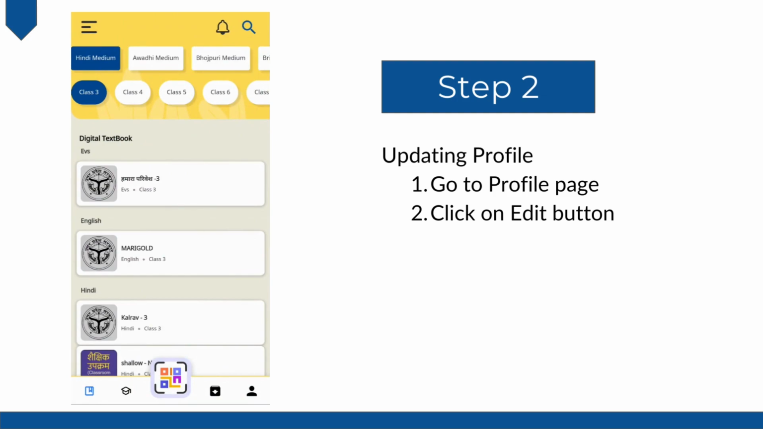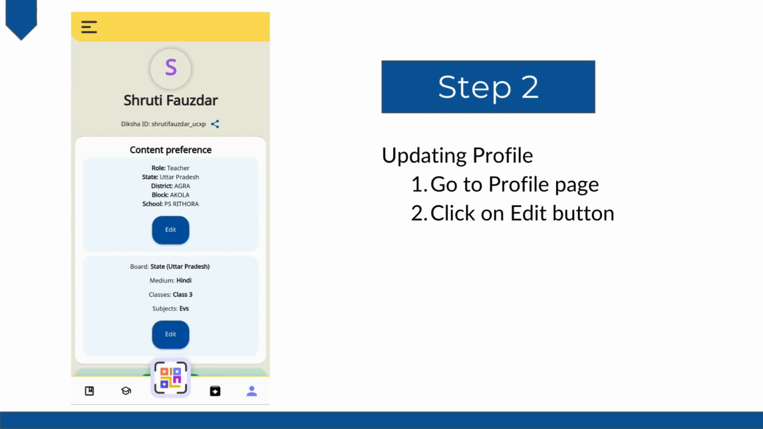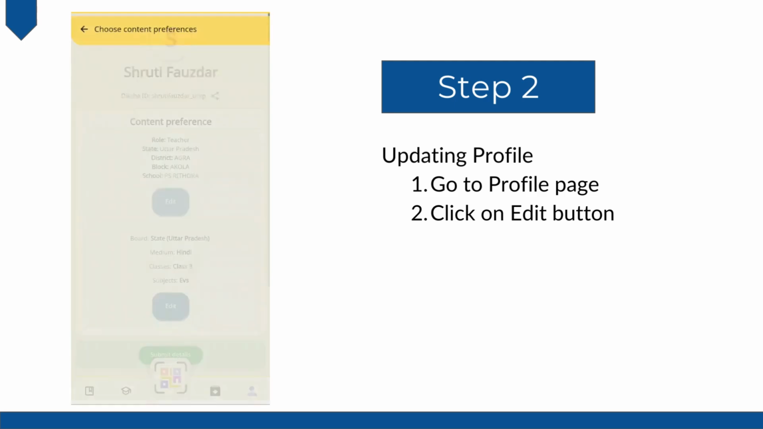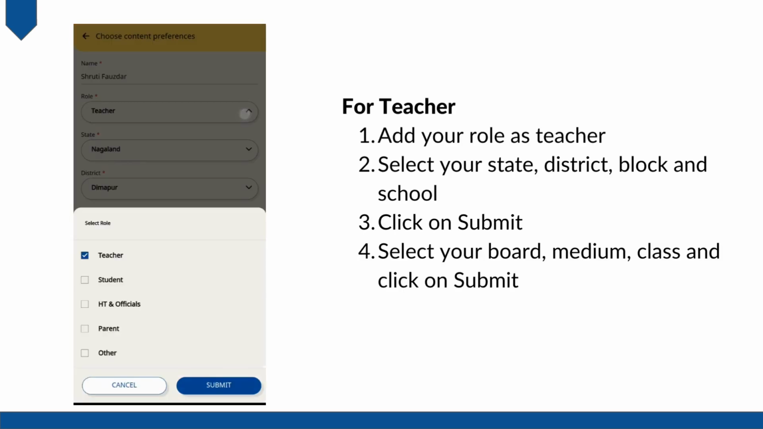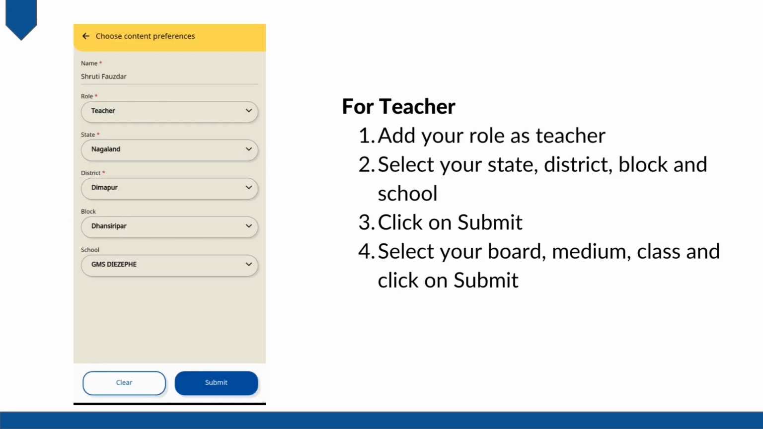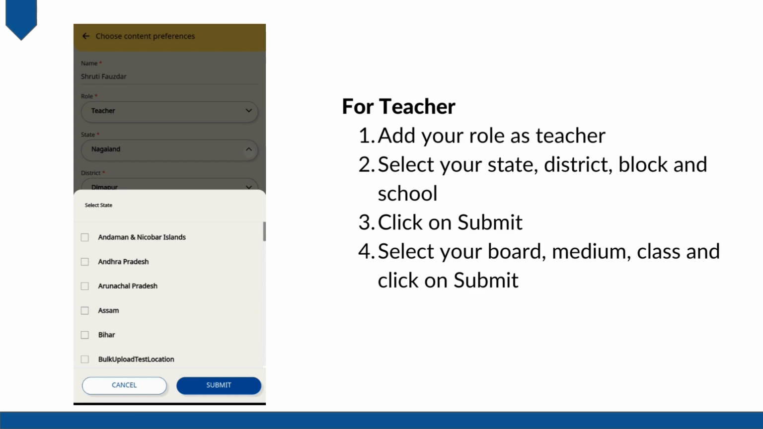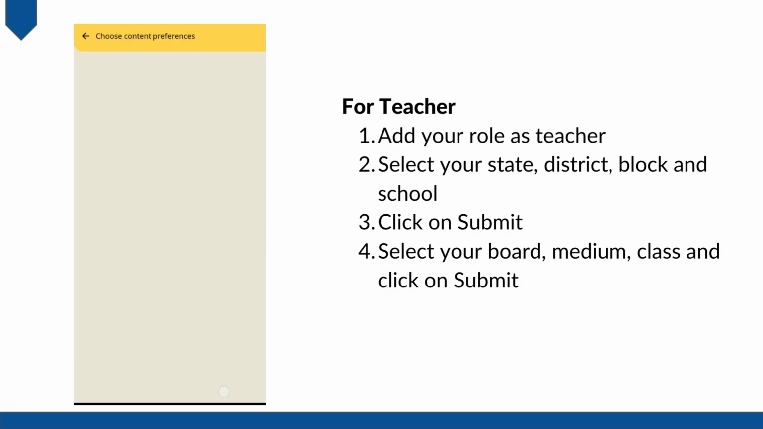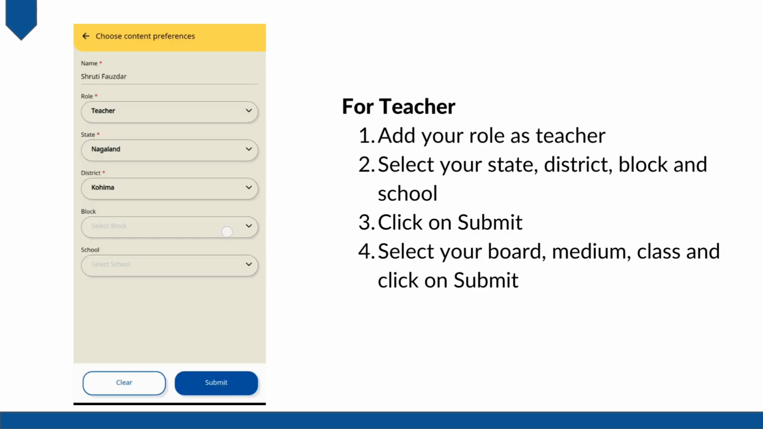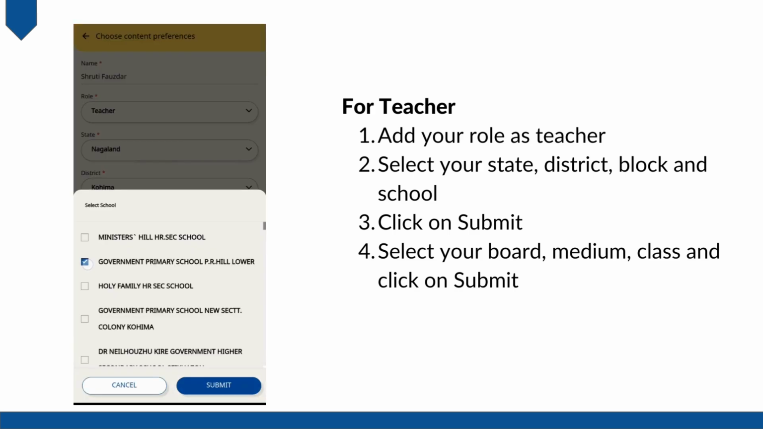Go to the profile page by clicking on this icon in the bottom right corner of the app. You will see this screen. Click on the edit button to update your profile. If you are a teacher, select your role as teacher. Select your state, select your district, block and school. Click on submit.